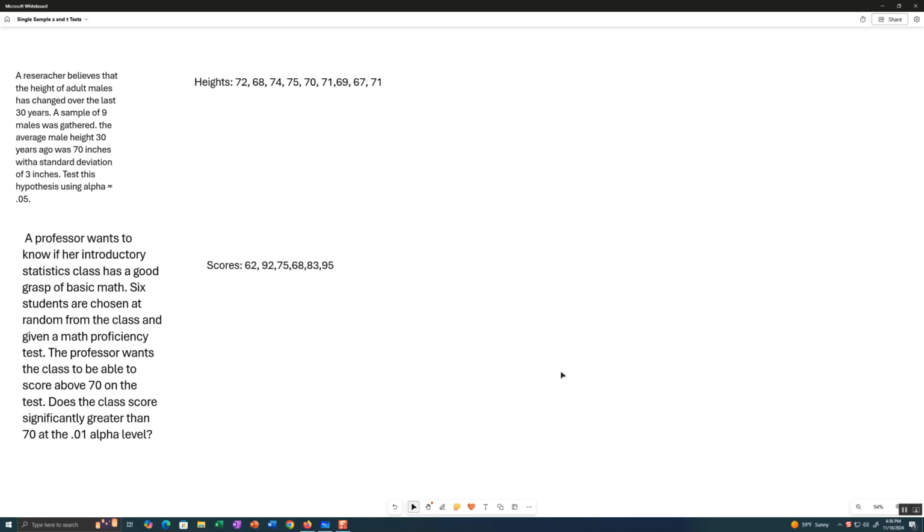Going to run through a couple more problems here. This is going to be the single sample z-test in comparison to the single sample t-test. So we know with the single sample z-test, we need to know sigma, the population standard deviation.